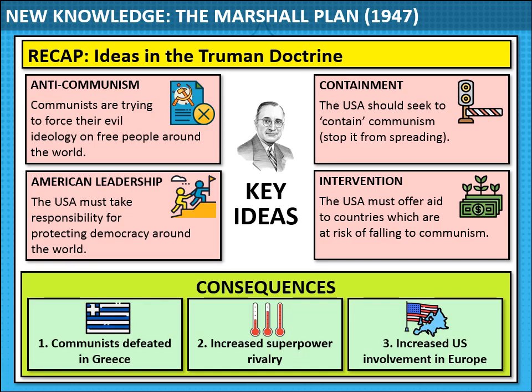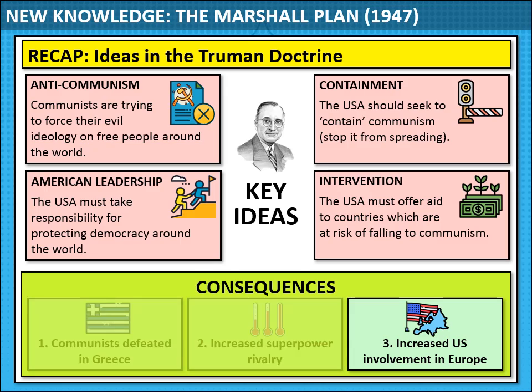Now this had consequences. The communists in Greece were defeated with the help of American aid. Rivalry between the superpowers increased. And thirdly, American involvement in Europe also increased. And that's the consequence which I'd like us to focus a little more on today. As a result of the Truman Doctrine, the USA began to play a bigger role in the affairs of Europe. And one way it did this was through the Marshall Plan.